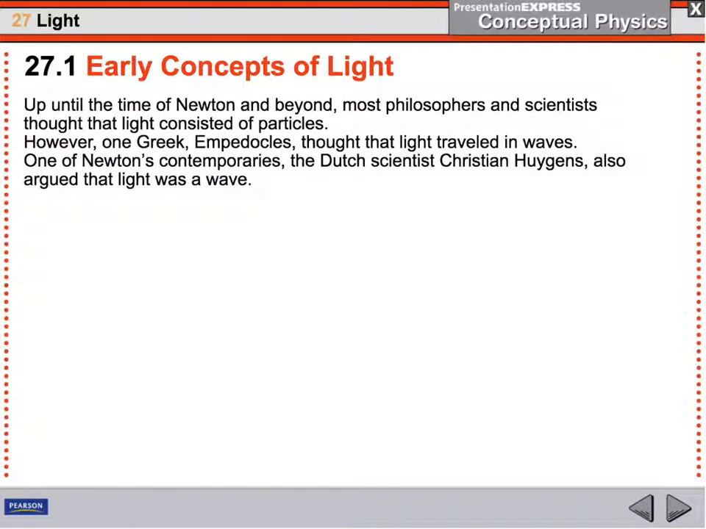Up until the time of Newton and beyond, most philosophers and scientists thought that light consisted of particles. However, one Greek, Empedocles, thought light traveled in waves. One of Newton's contemporaries, the Dutch scientist Christian Huygens, I can't pronounce his name, also argued that light was a wave. So here's where we get into the big argument of particle and wave.